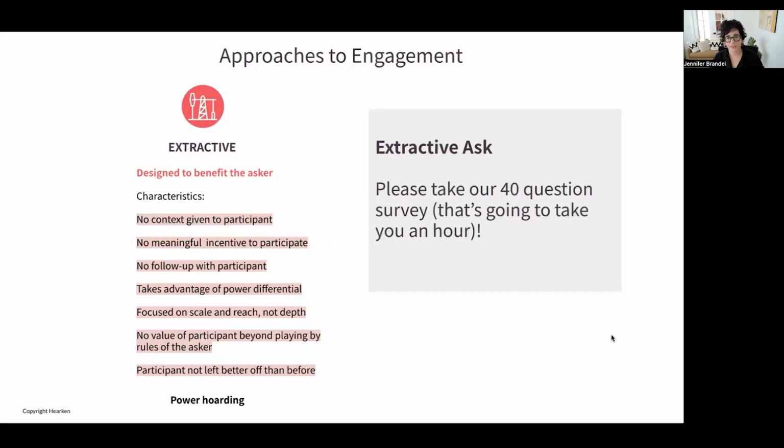We think about 3 levels of engagement: extractive, transactional, and relationship. Like I said, it's very important to not be extractive. What does that mean? Well, we don't ask for something that you won't actually use. Don't ask for too much if what you're offering in return isn't clear or isn't much of anything. So here's an example of what an extractive ask can look like. And here are some other characteristics of extractive approaches as well. There's no context given to the participant, there's no meaningful incentive to get involved, and they're really not left better off than they were before.